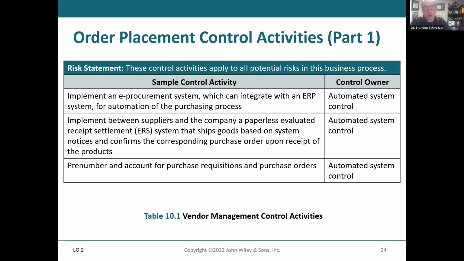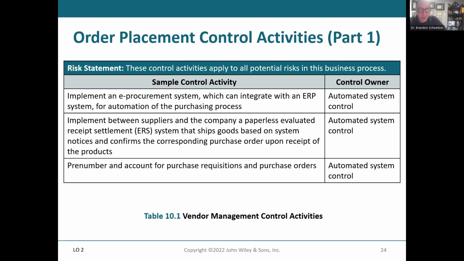When it comes to placing orders, there's a couple risks involved here. So control activities apply to potential risks in the business process. Yeah, there's a couple different risks and ways to control these. Ensuring that you have a really good enterprise resource planning system, and the automation of that system, making sure that integration is involved with your e-procurement system is really important.